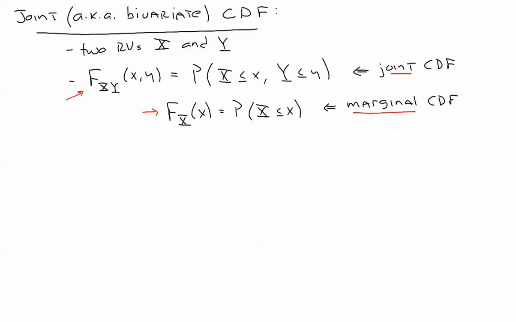Let's talk about some of the properties. Before I do that, let me just sketch a little picture here of what we're talking about. If this is my random variable x, and this is random variable y, then that point right there is x, and this point right here is y.